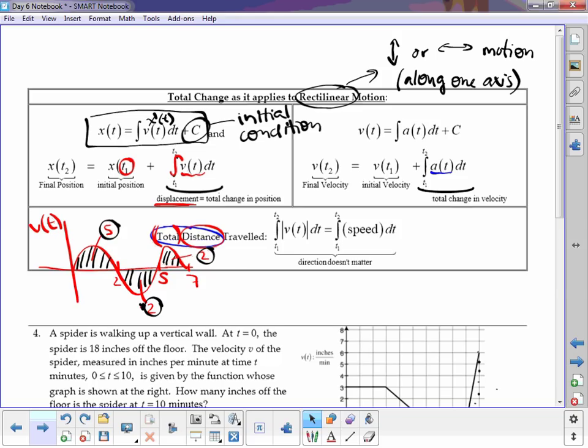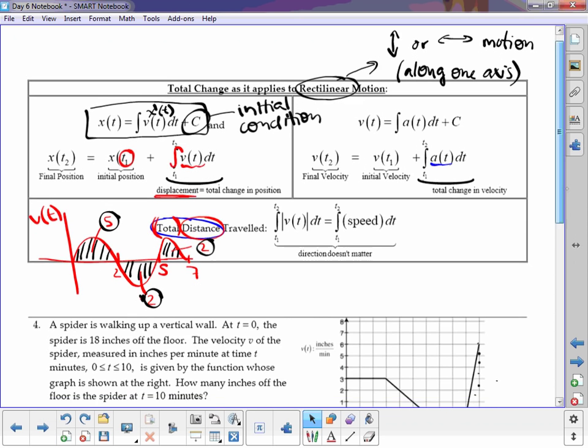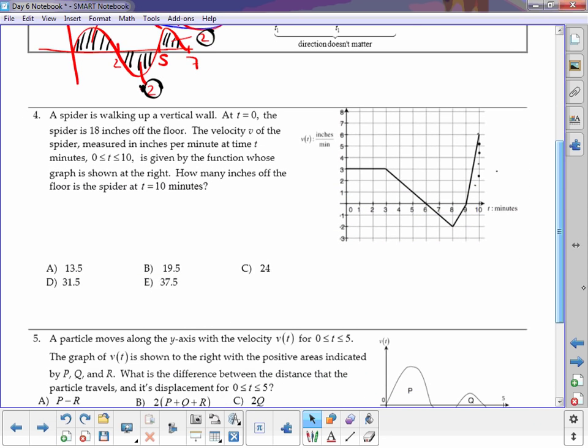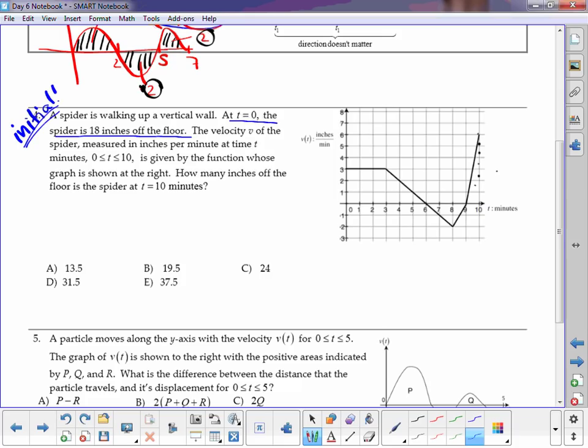Okay, so let's take a look at how this could show up on AP questions. A spider is walking up a vertical wall. At t equal to 0, the spider is 18 inches off the floor. This should scream to you initial condition or initial amount. Alright, so the spider's walking up a vertical wall. The velocity of the spider is given by the function whose graph is shown at the right. So this is my v of t, this is my velocity graph.